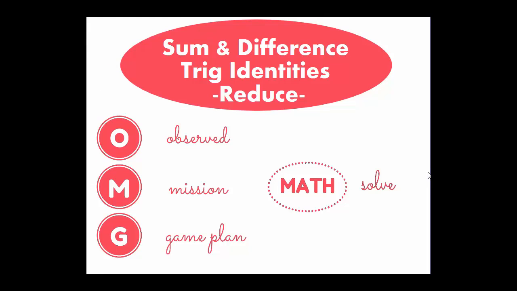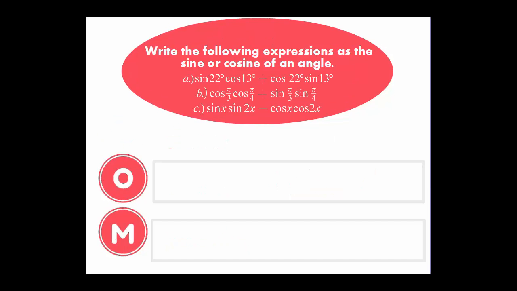Today we're going to practice using sum and difference trig identities to reduce expressions using OMG Math. We're given the problem, write the following expressions as the sine or cosine of an angle. And I put down 3 separate examples. These are not connected, these are all separate, so that you could see any scenario that you might encounter.